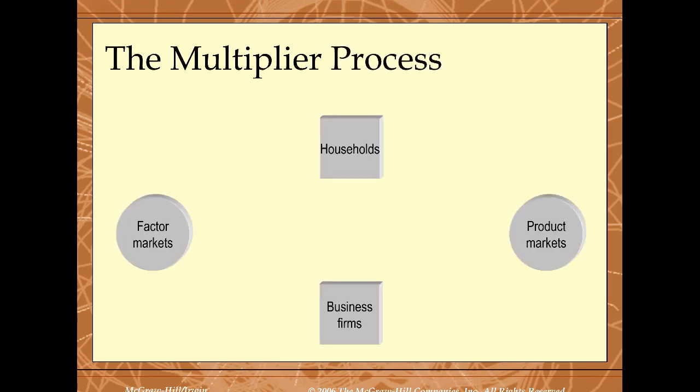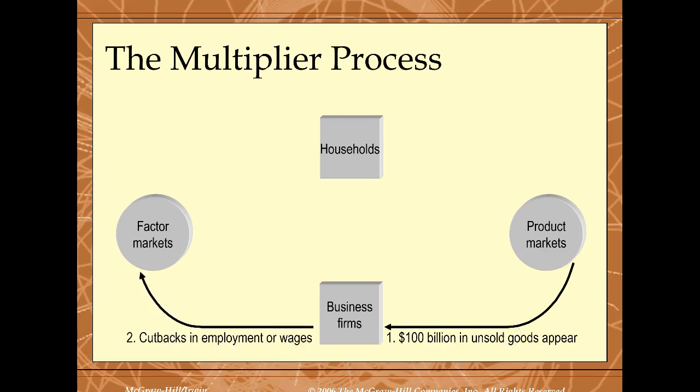So again, let's put this in the image we looked at before, the income circular flow. Here there's a $100 billion drop in spending in the product markets, right? So businesses have unsold goods and services because there's a drop in spending. Well, they cut back on employment and they cut wages. That reduces income to households, who cut spending. Now, say their income drops by $100 billion, right?